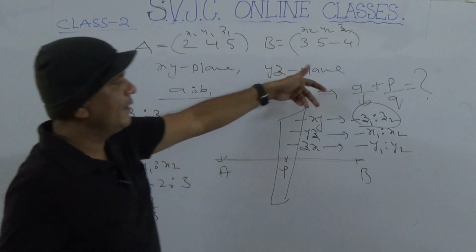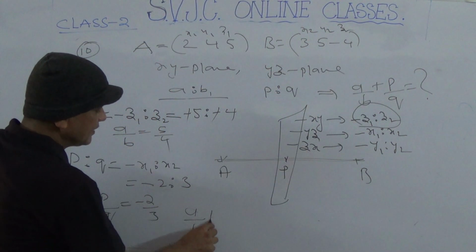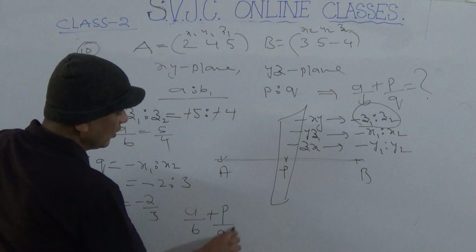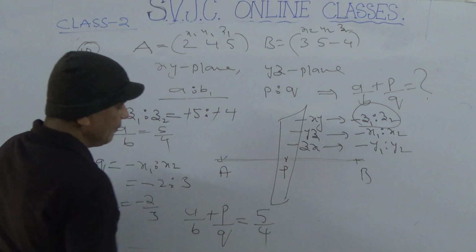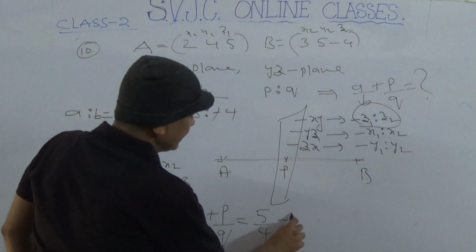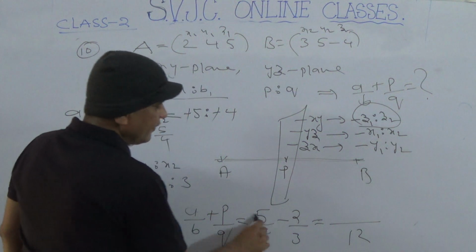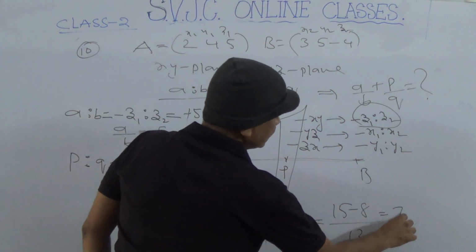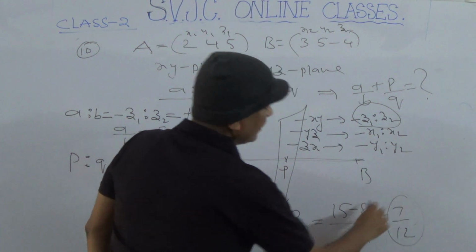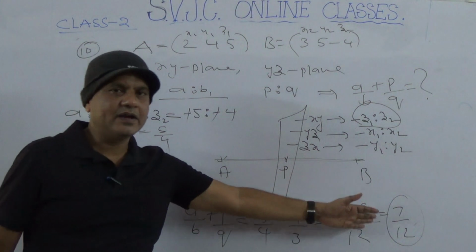Now what is the value of a/b + p/q? a/b is equal to 5/4 plus p/q, which is minus 2/3. The LCM is 12: 3 fives are 15, minus 4 twos are 8, so that is equal to 7/12. So the value of a/b + p/q is 7/12.